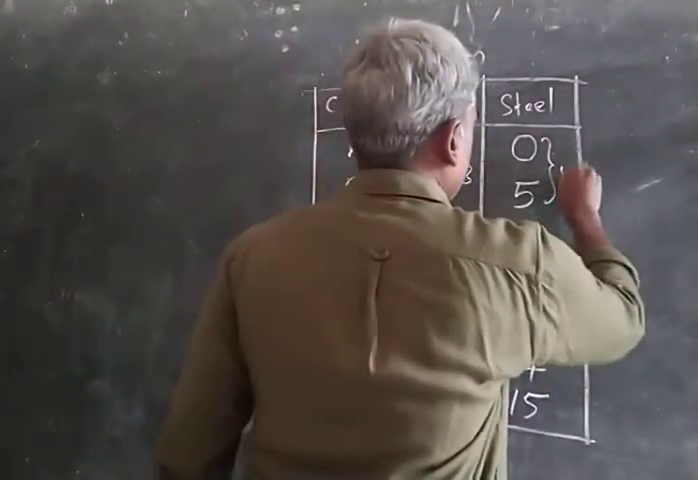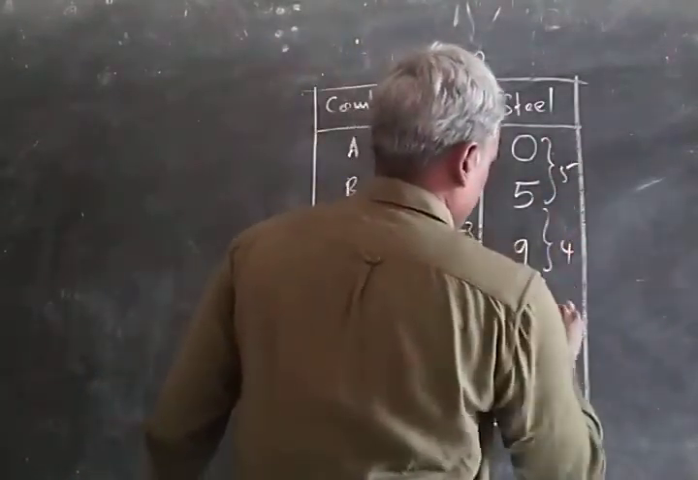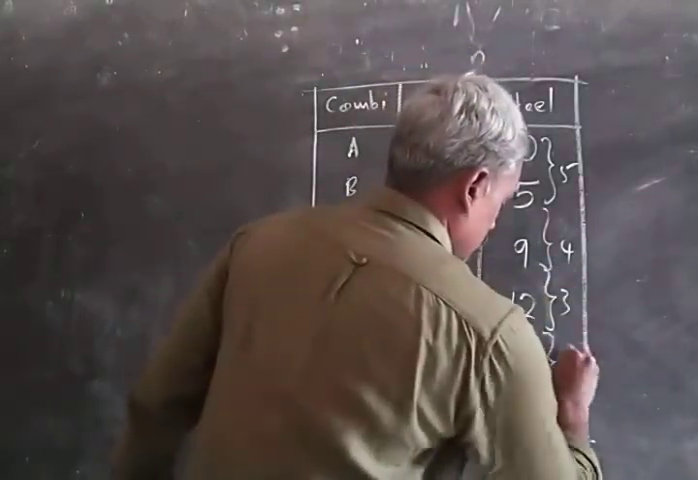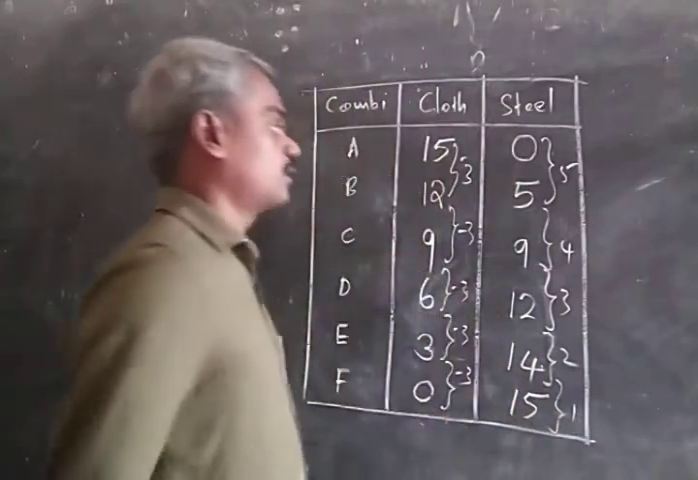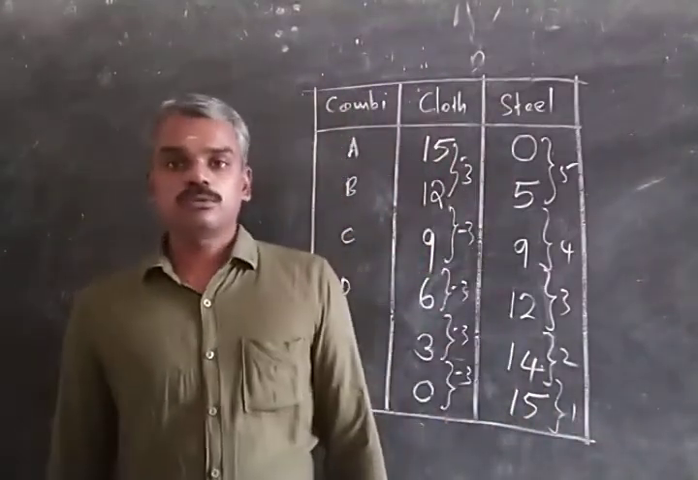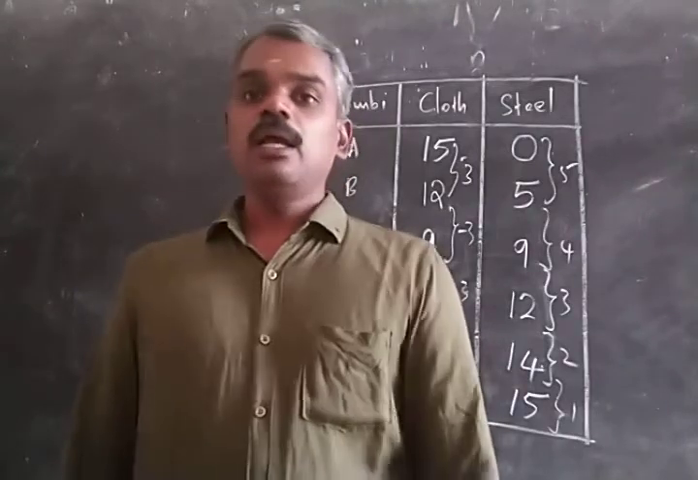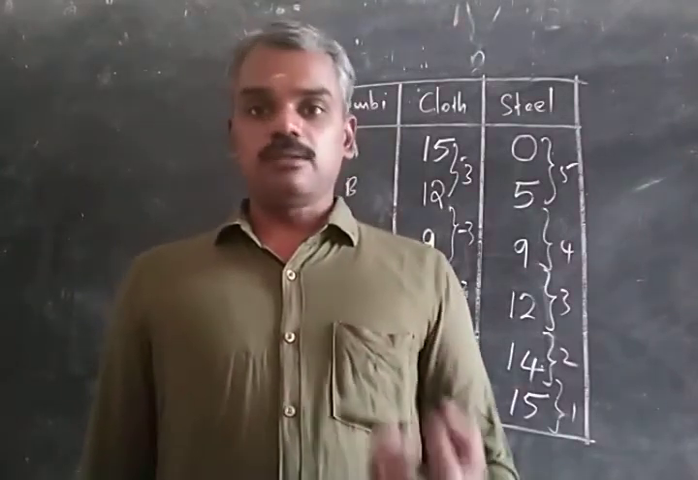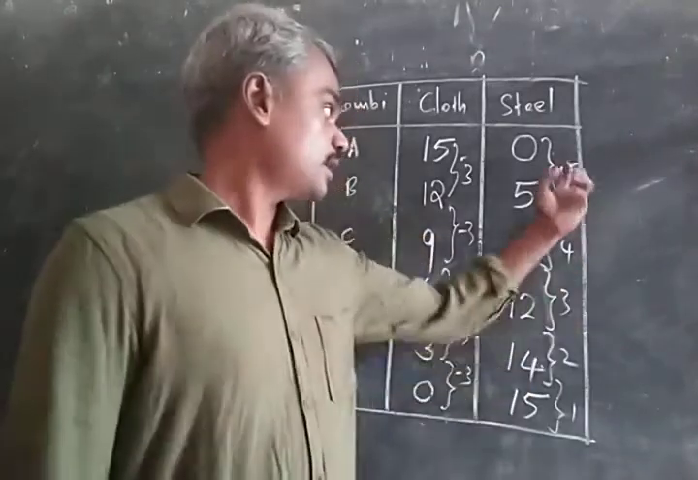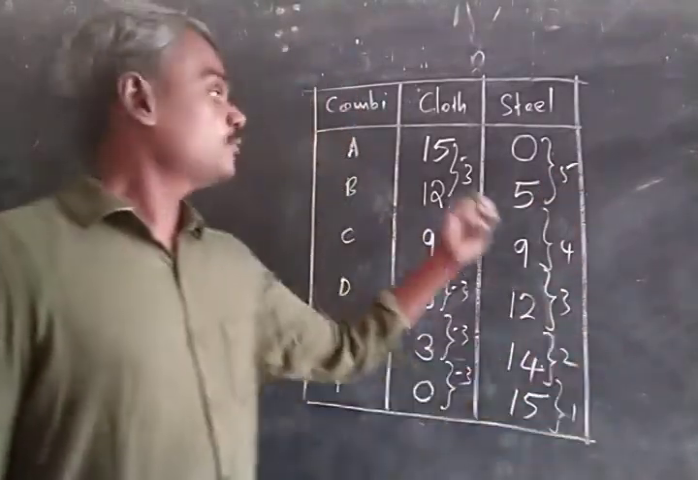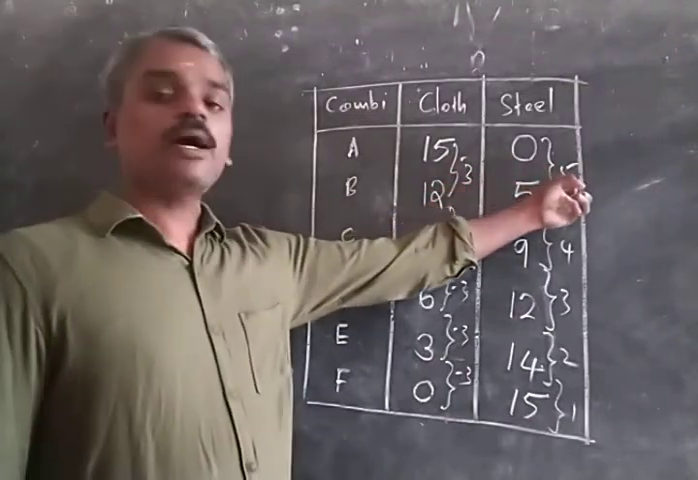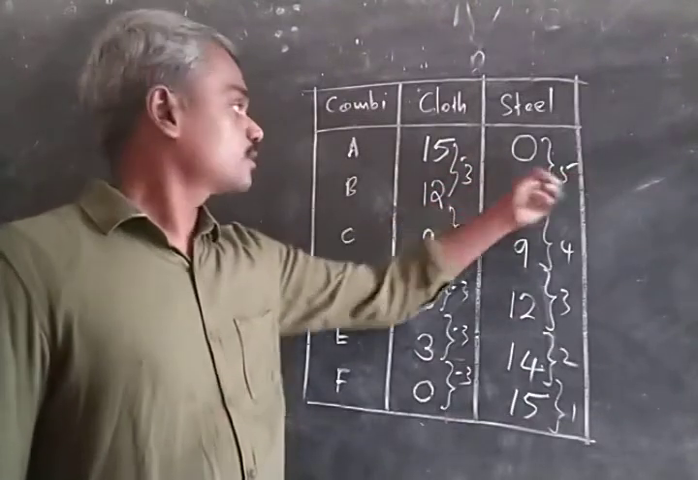Here there is a rise of 5, rise of 4, rise of 3, rise of 2, and rise of 1. So each time you are sacrificing the production of cloth, you are increasing the production of steel, but the pace of increase, the speed of increase or the rate of increase is falling. Initially, when 3 units of cloth were given up, 5 units of steel were gained.